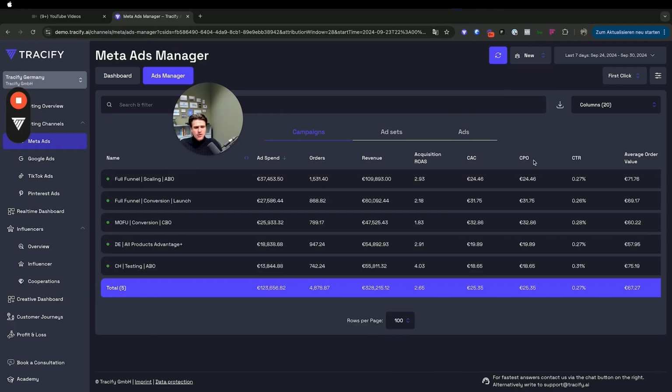I highly recommend everyone in Q4 look at acquisition ROAS. If we have a look at all users again, it could be that the CPO is 15 euros, but the customer acquisition cost is 24 euros. So CPO and customer acquisition cost are not the same, and that's why it's very important to really analyze your new customer ROAS.